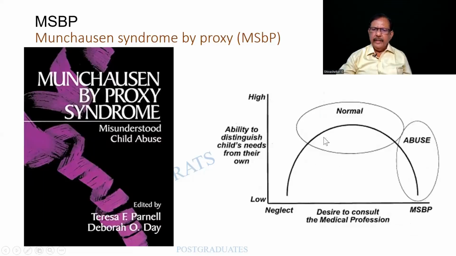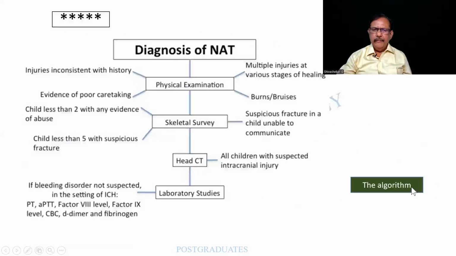Normally you find that between the death and the abnormal, there can be some amount of overlap. Whereas in a case of abuse, you find this element comes in. Munchausen syndrome by proxy. That is over here. So this area of overlap has to be considered.